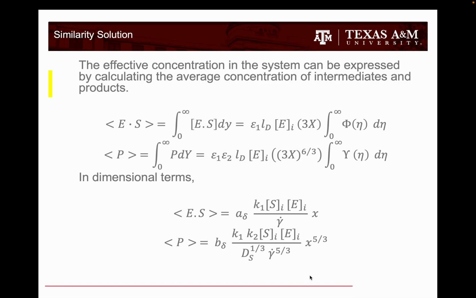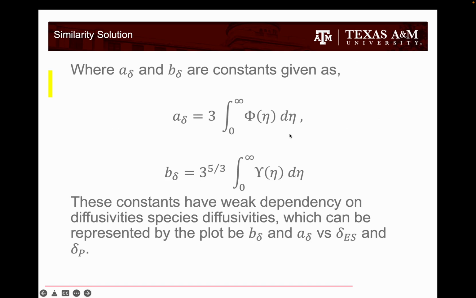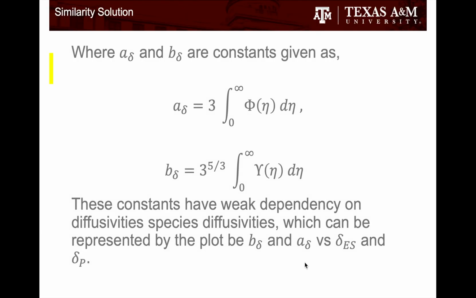To get an idea of the concentration of the components in the system, we are calculating the average concentration of intermediate and the product, which can be evaluated by using these expressions. And in dimensionless terms, it can be written as this, where A delta and B delta are dimensionless constants, which are described as this. These constants have weak dependency on diffusivity of species, which can be represented by the plots A delta versus delta S and B delta versus delta P, which Shanice is going to present. Thanks, Rhythm, for explaining to us the definitions of A delta and B delta.